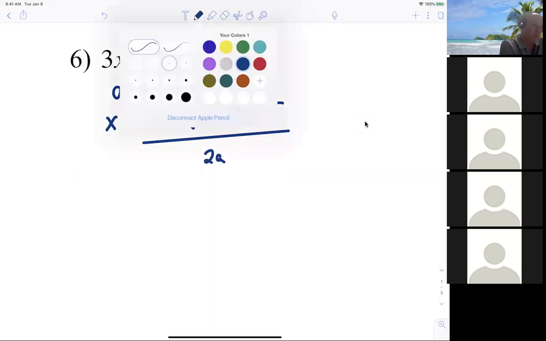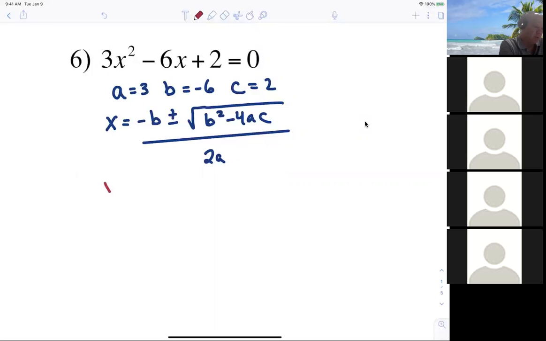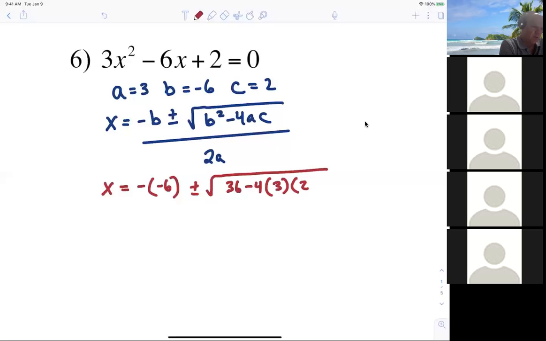So let's do the substitution. X equals -6 plus or minus the square root of 36 minus 4 times A times C, all over 6. If you're good with that, if you did that correctly, you're in pretty good shape. Now we have to do the arithmetic.